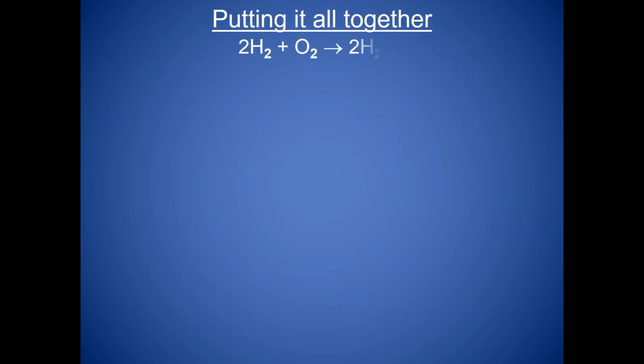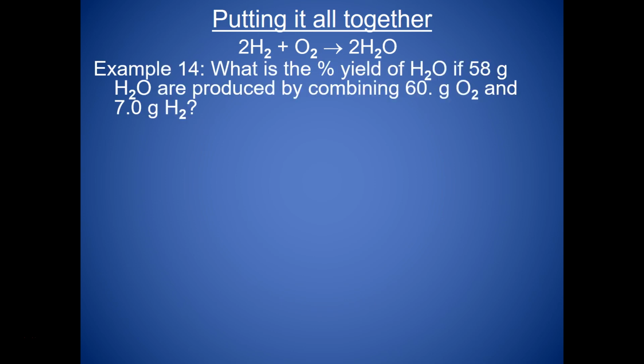So let's put it all together. If you have 2H2 plus O2 producing 2H2O, what is the percent yield of H2O if 58 grams of water are produced by combining 60 grams of oxygen and 7.0 grams of hydrogen? So before you get overwhelmed, here's a little hint for you. Let's determine the limiting reagent first.